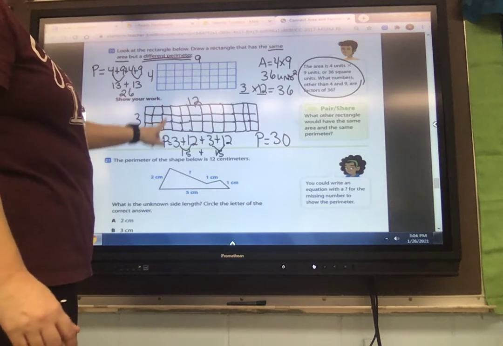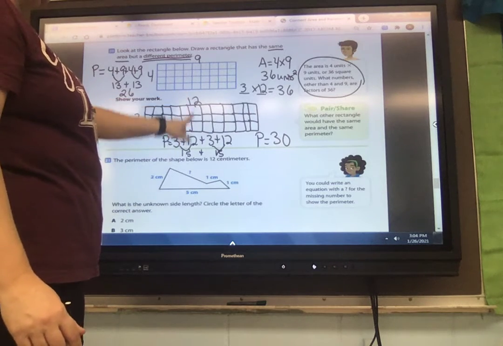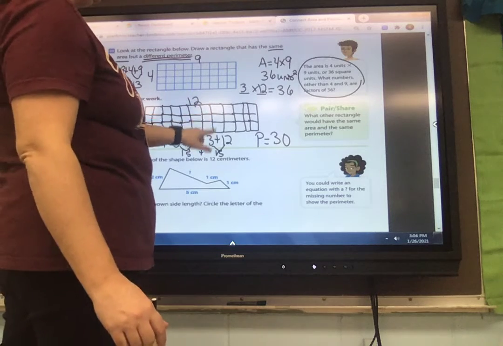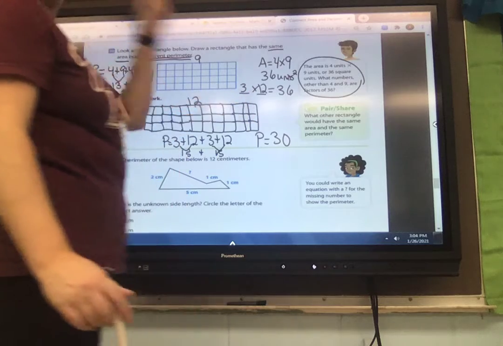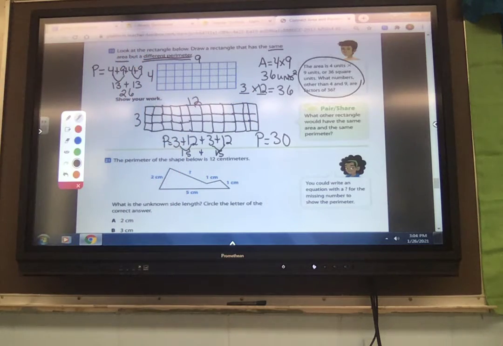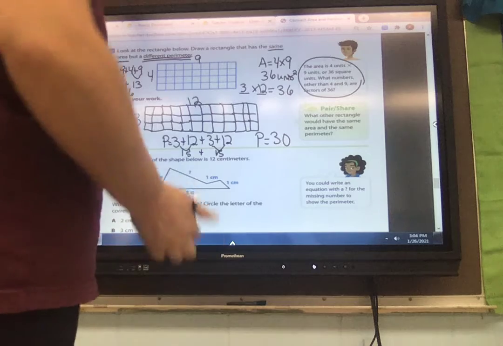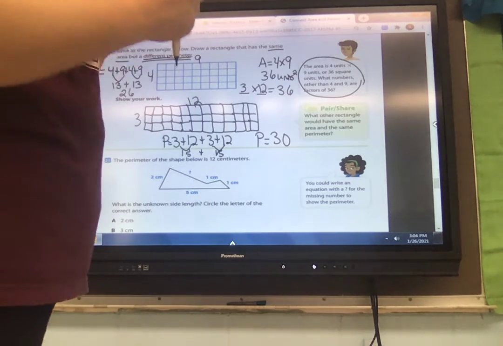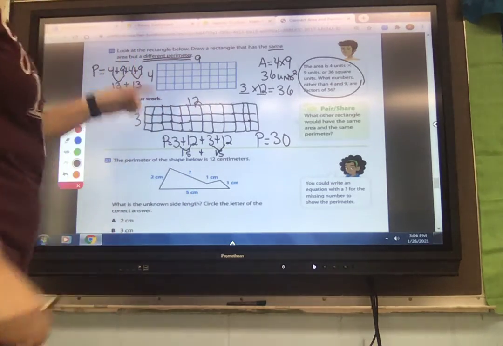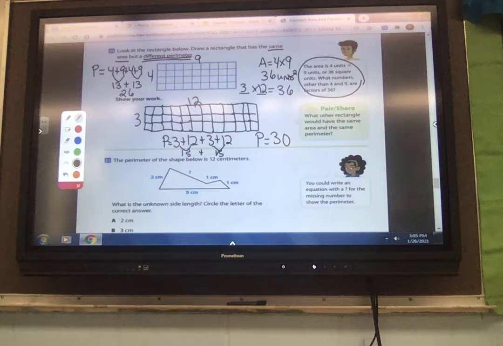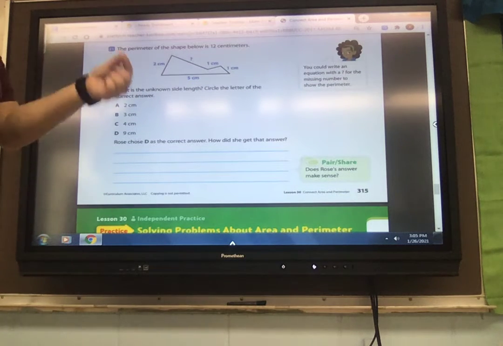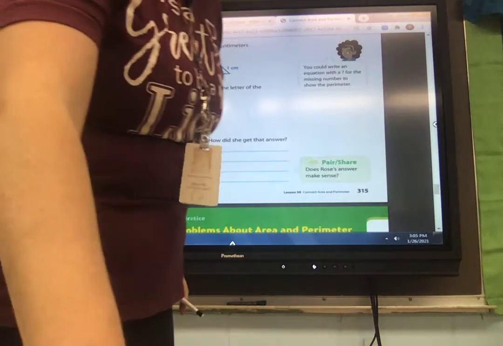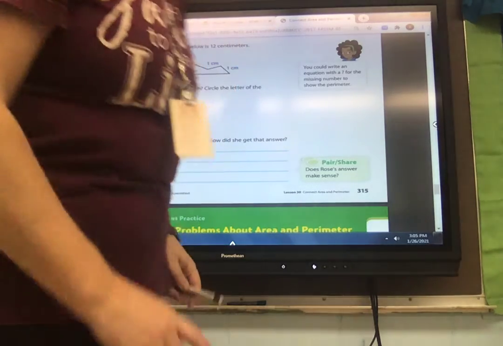3, 6, 9, 12, 15, 18, 21, 24, 27, 30, 33, 36. So yes, I have checked my area. I've checked my perimeters. I have the same area, but different perimeters. And there is my picture of my rectangle. All right, that is number 20. On your test, if you're asked to do that, you will have squares to pull and drag up to use to build your rectangle.